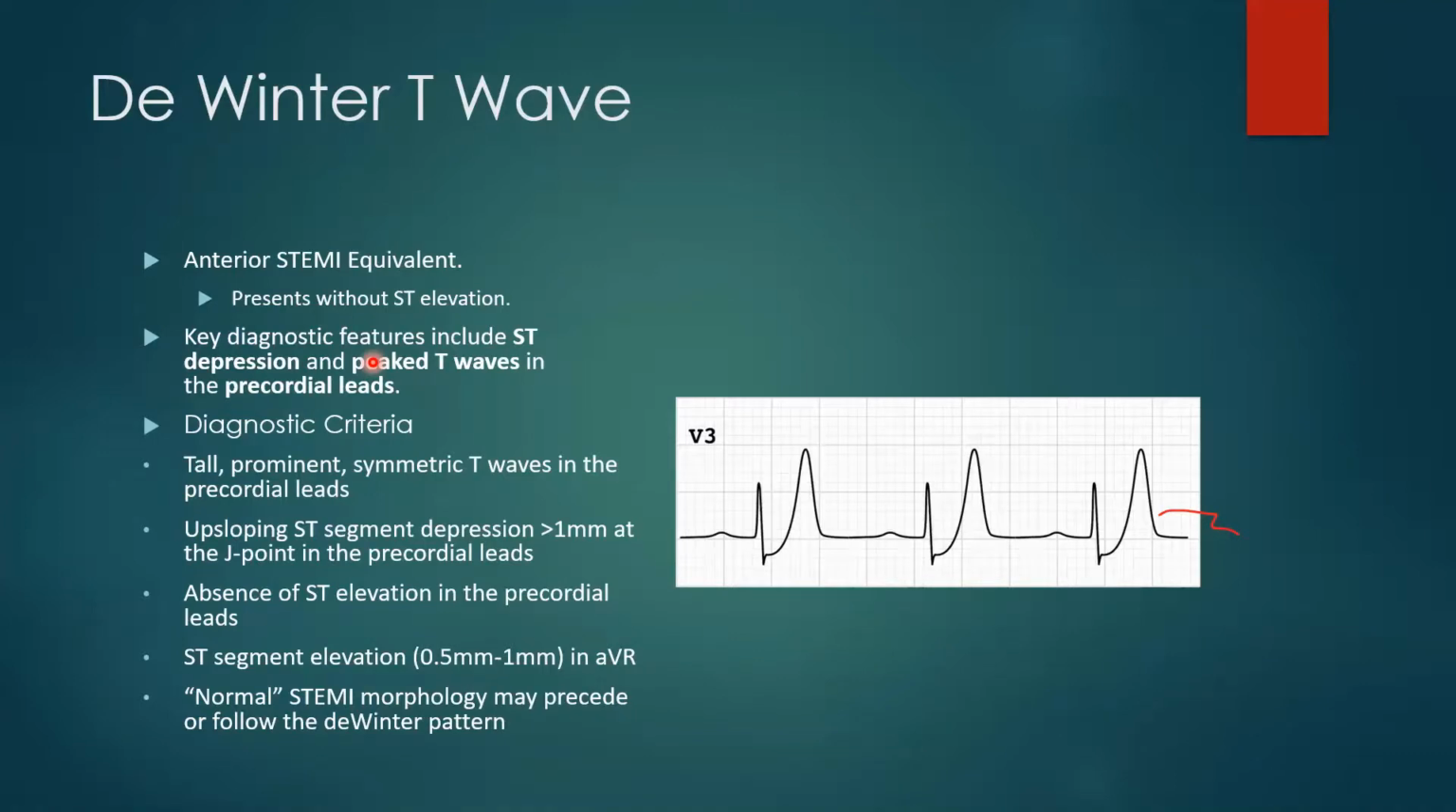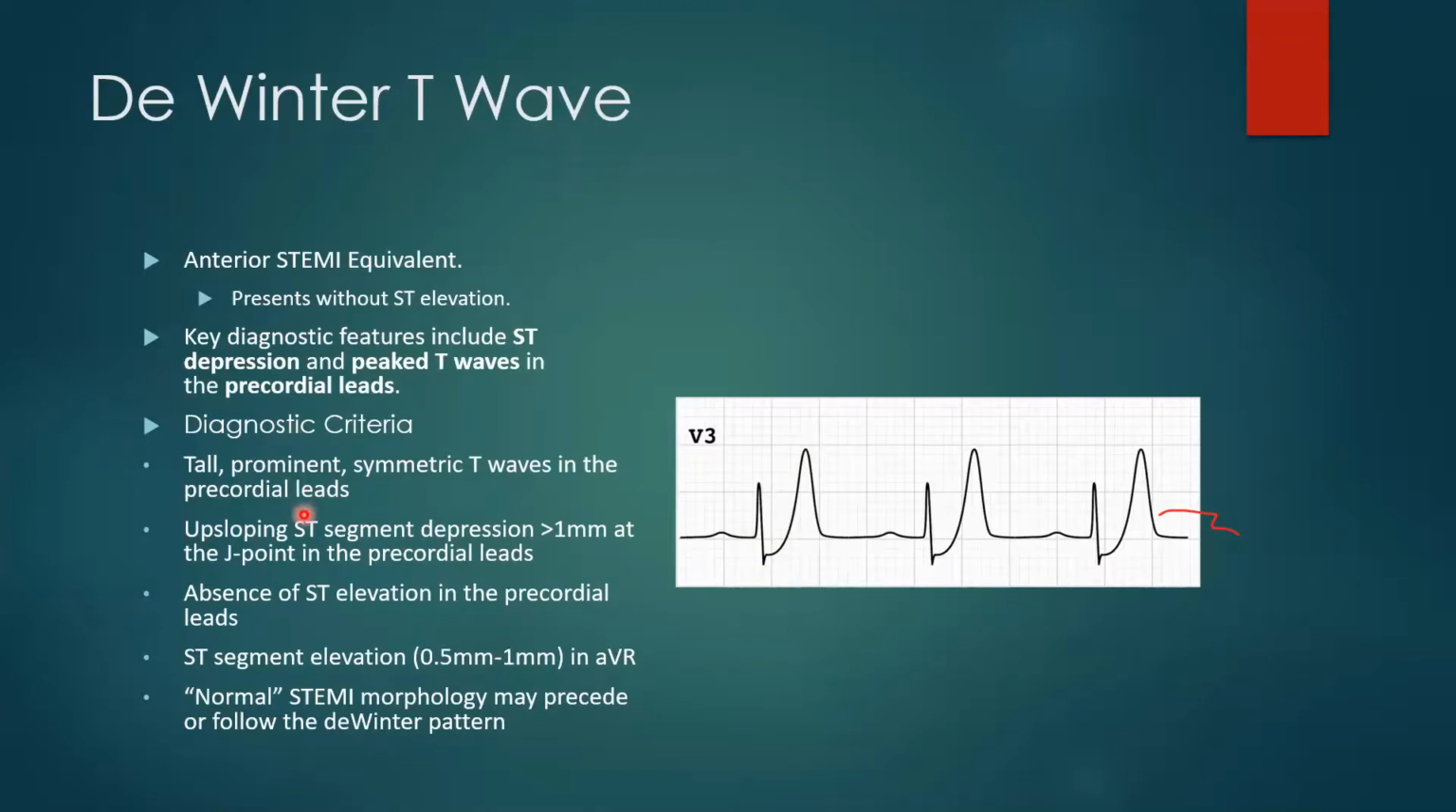The key diagnostic feature is going to be this ST depression with peaked T waves in any of the precordial leads. So anything from V1 to V6, you see this ST depression and you see this swooping high T wave. This is the De Winter T wave. This is what they're talking about. There's a little bit more to the diagnostic criteria for it.